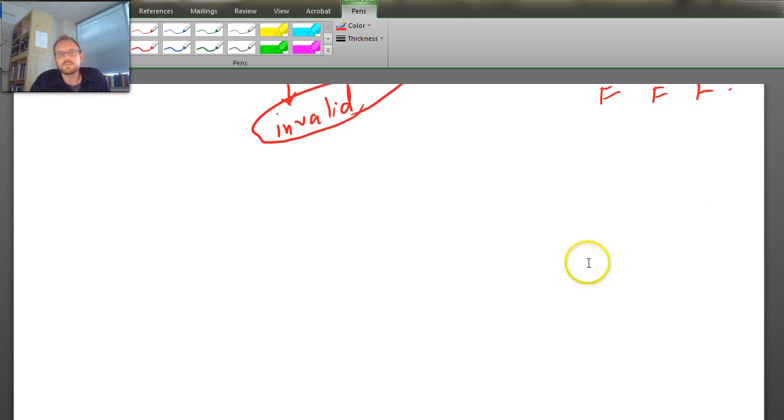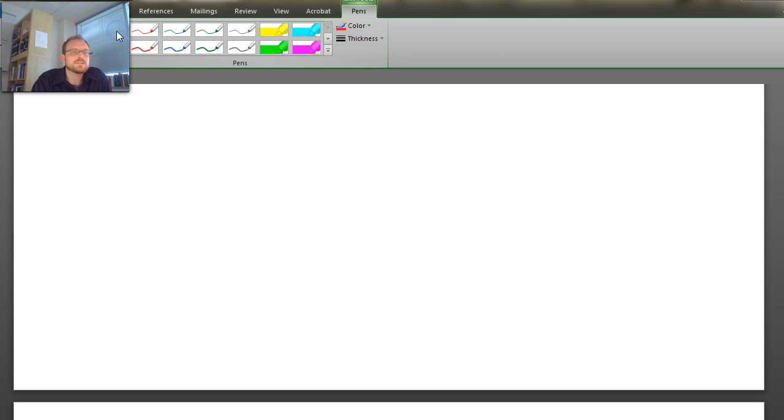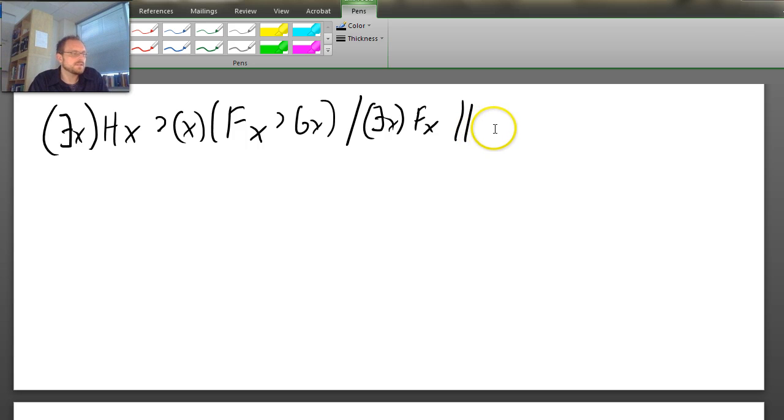Let's go here and try another problem. Yeah, let's just start right here. So what about this problem? This is going to look a little more complicated. We have an existential quantifier, HX, then a universal quantifier, so we have compound quantifiers, FX, then GX. The second premise here is EX of FX, and then the conclusion here is going to be EX, HX to GX.